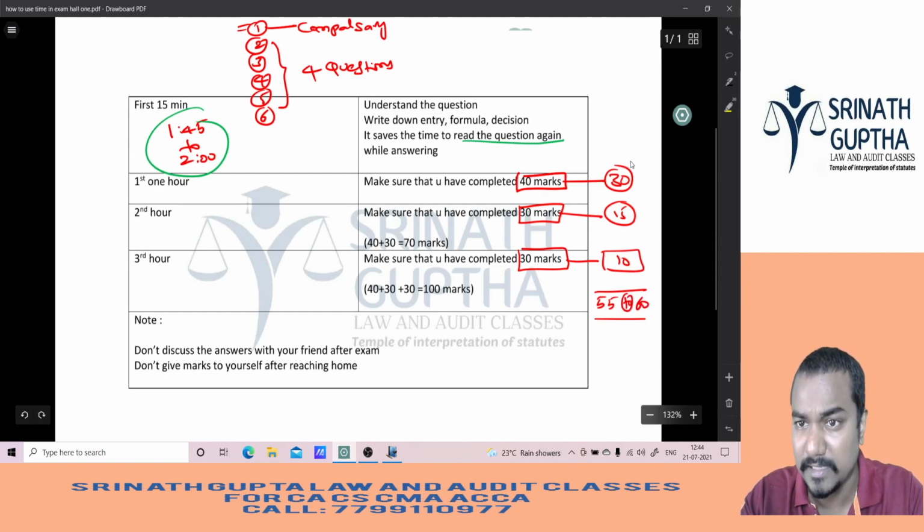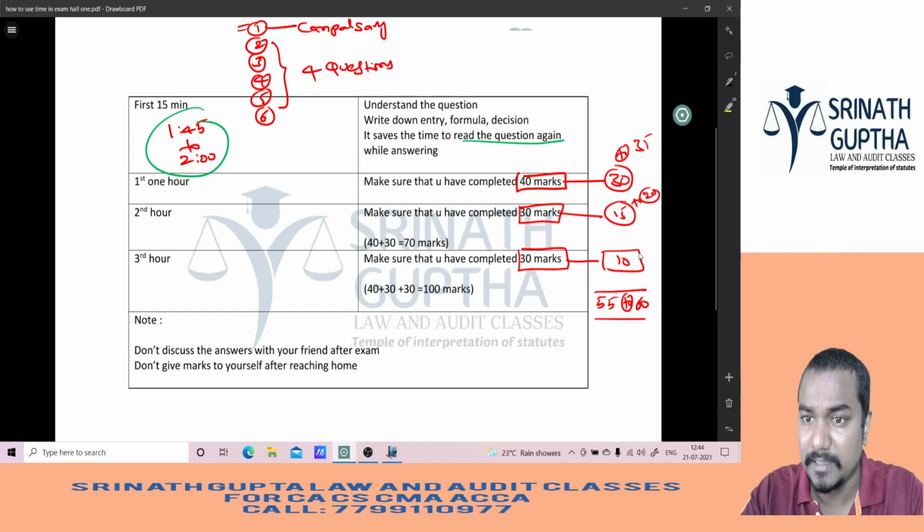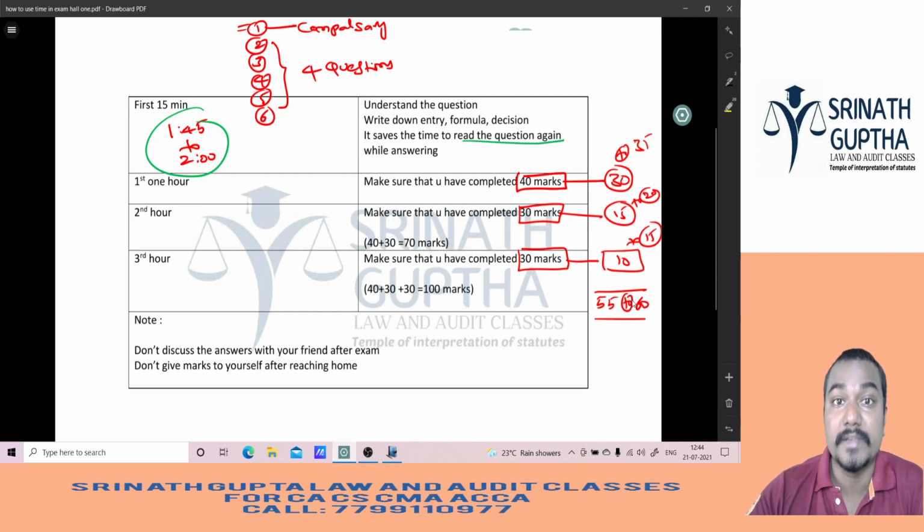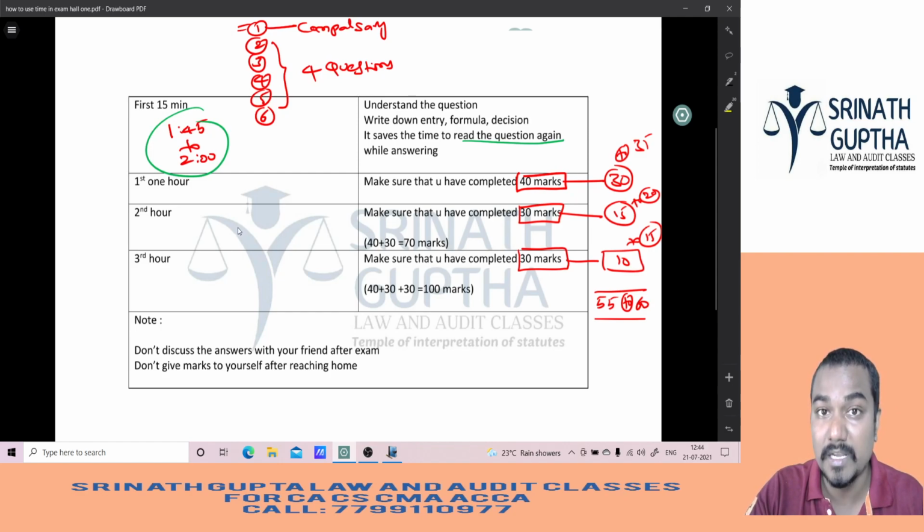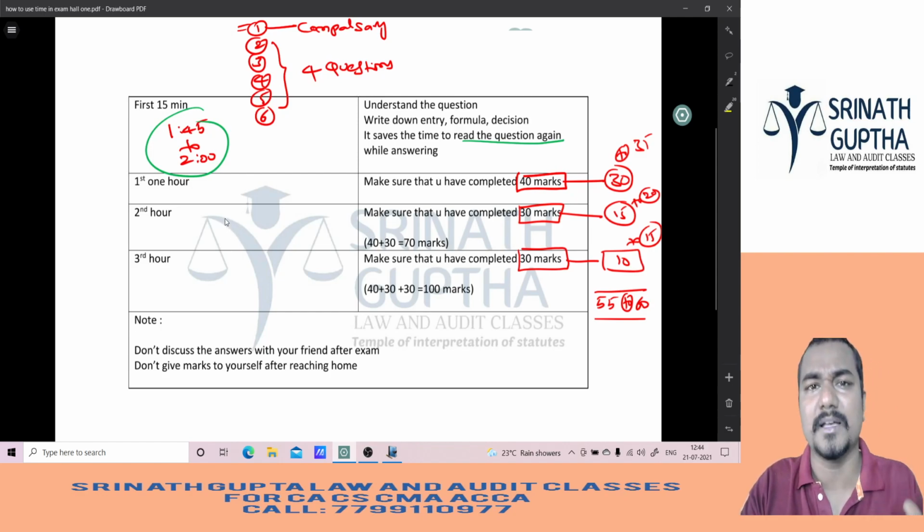You may get 30 to 40 here, 30 to 35 here, and out of the last 30 marks, 10 to 15 marks you may get because you don't know the answer perfectly. So on average 50 to 60 marks you will get, provided you are answering the first 1 hour 40 marks, second 1 hour 30 marks, total 70. So out of the 70, even if you're getting 40, still pass, na beta.